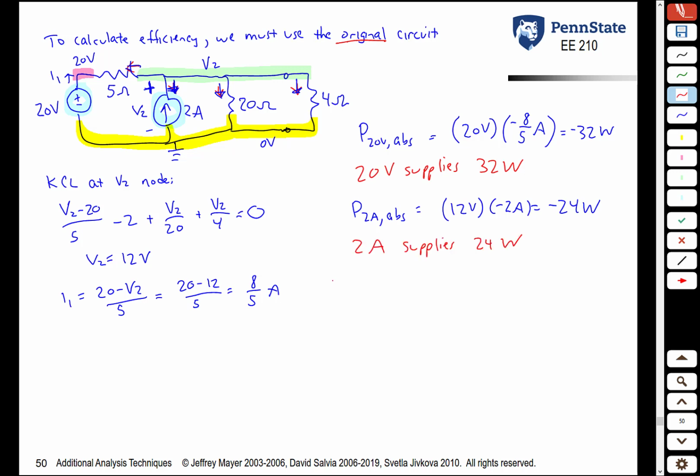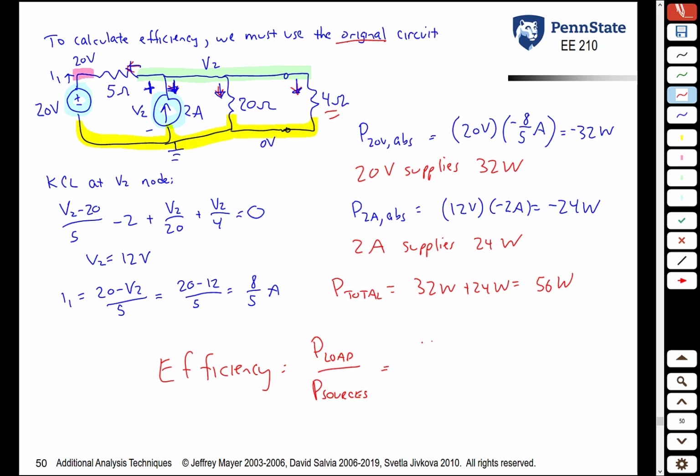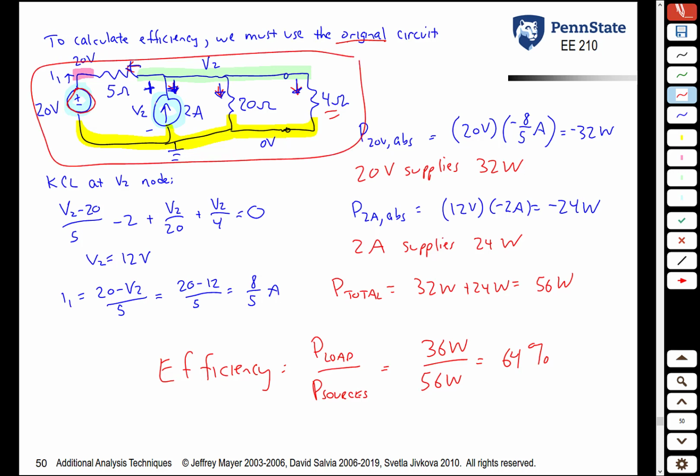So the total power supplied is 32 watts plus 24 watts, or 56 watts. So the efficiency is a percentage of the power supplied by the sources that's actually absorbed by the load. The power absorbed by the load is 36 watts. The power delivered by the sources is 56 watts. It is 64%.